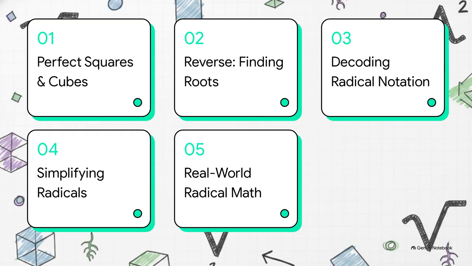So, here's our quick roadmap for today. First, perfect squares and cubes. Second, the reverse, finding roots. Third, decoding radical notation. Fourth, simplifying radical expressions. And finally, number 5, real-world radical math.